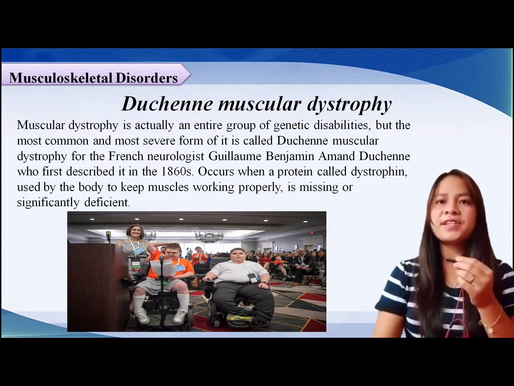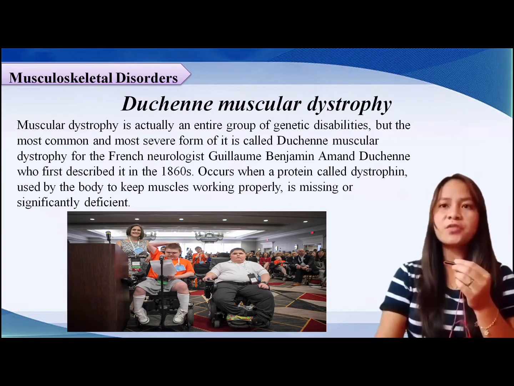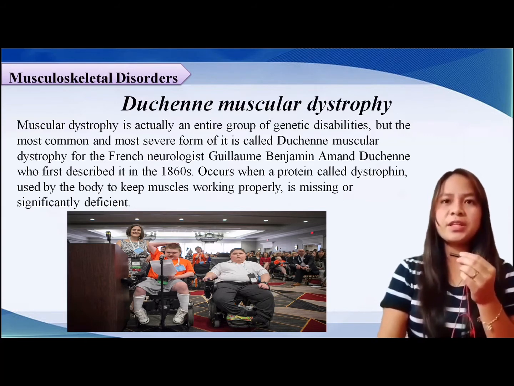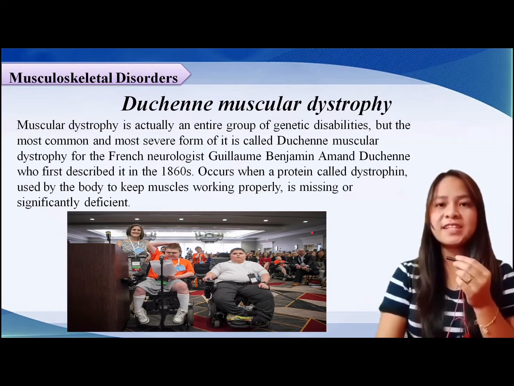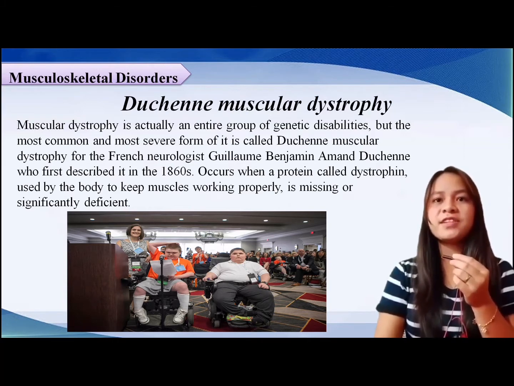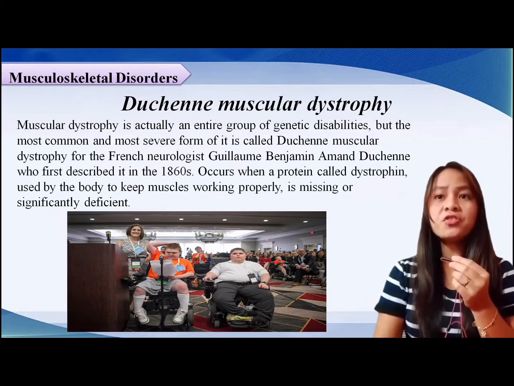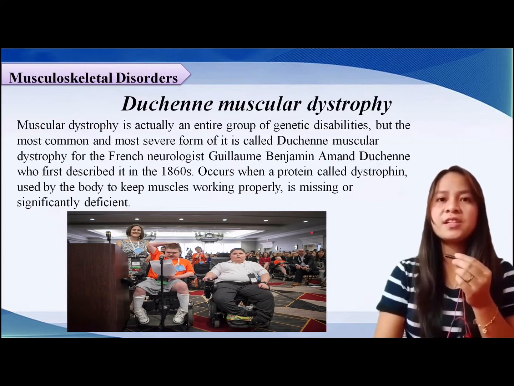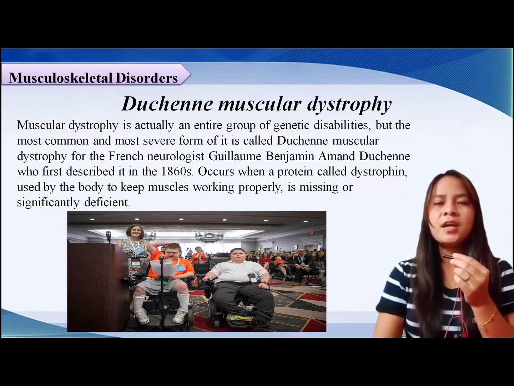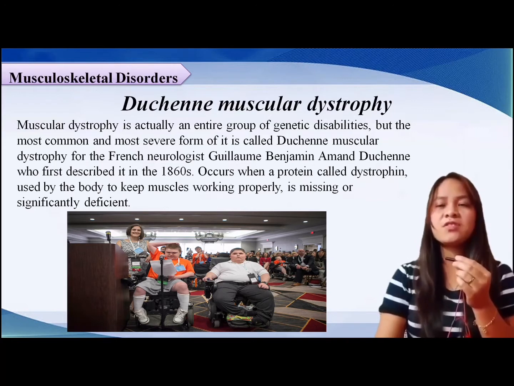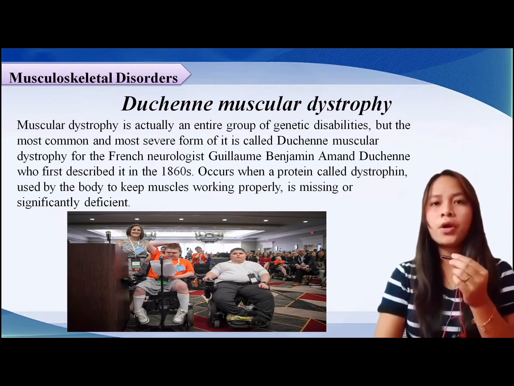Musculoskeletal disorders. Muscular dystrophy is actually an entire group of genetic disabilities, but the most common and most severe form of it is called Duchenne muscular dystrophy. The French neurologist Guillaume Benjamin Amand Duchenne was the first one who described it in the 1860s. This occurs when a protein called dystrophin, used by the body to keep muscles working properly, is missing or significantly deficient.